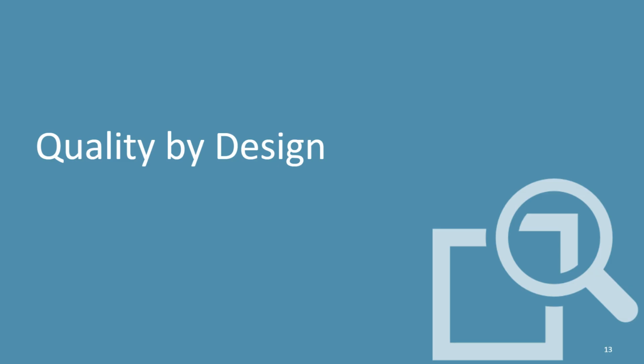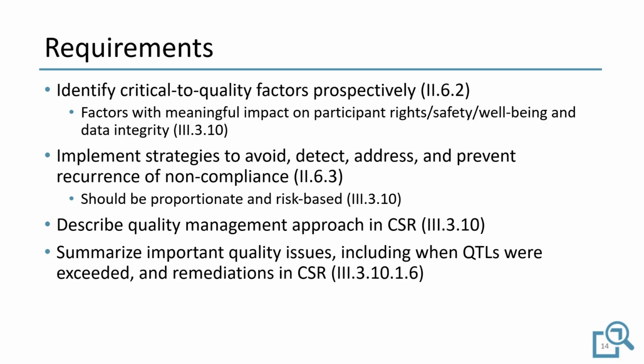Okay, so thank you very much, Denise. So the requirements for quality by design in the new guidelines state that we need to identify critical to quality factors prospectively. And here it's very important to know that these are factors with meaningful impact on participant rights, safety, well-being, and data integrity. So this is really specific in what the guideline is asking us to be identifying critical to quality factors for.